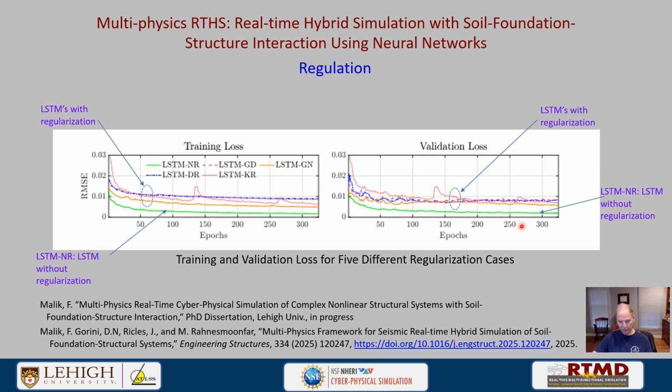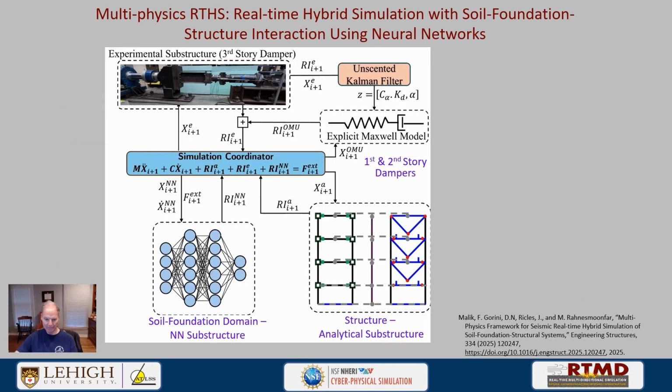Validation is when you subject the model to a set of data it hasn't been trained on. And again, it has the same tendencies, where the regularization loss curves have a higher error than the ones without the regularization. So again, why would we want to regularize if this is the case? So let's talk about this then.